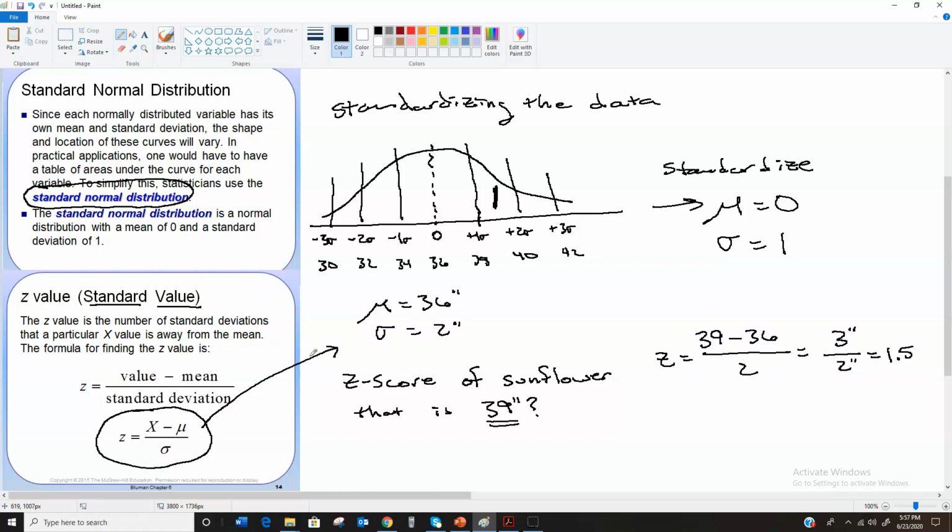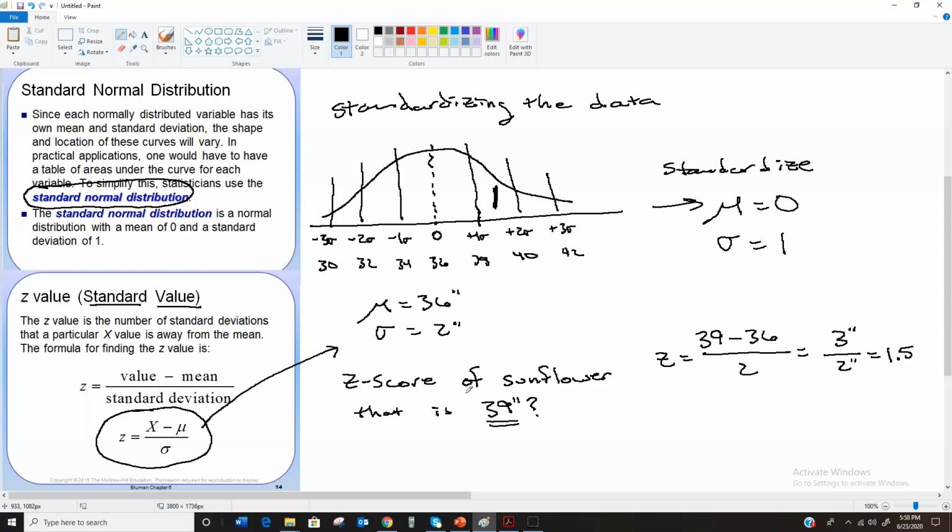So what we're going to be doing is looking at the likelihood of that happening. What's the likelihood that a sunflower is 39 inches or more? What's the likelihood that a sunflower is 39 inches or less? In order to do that, we're going to have to use a chart. The chart that we're going to use is on the formula table.